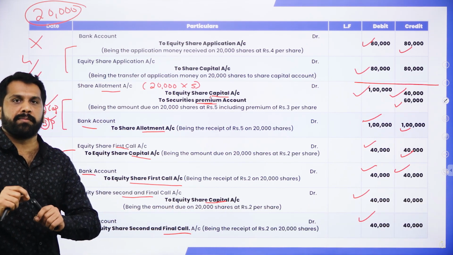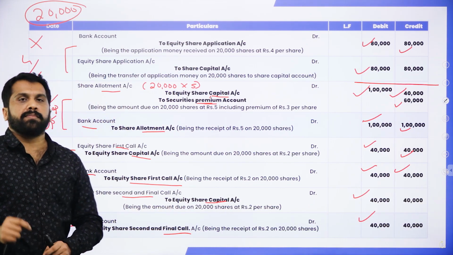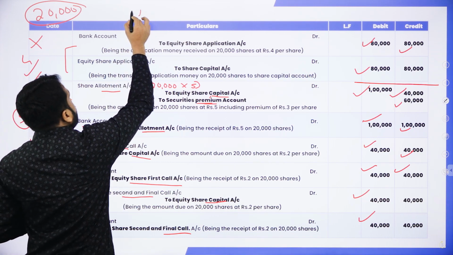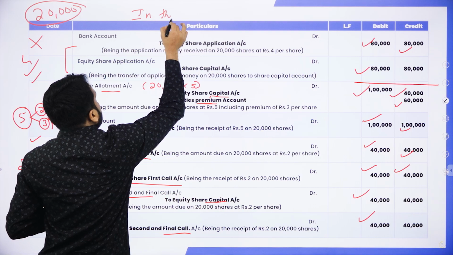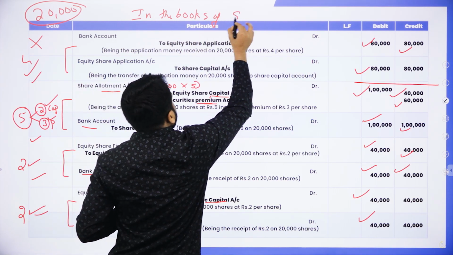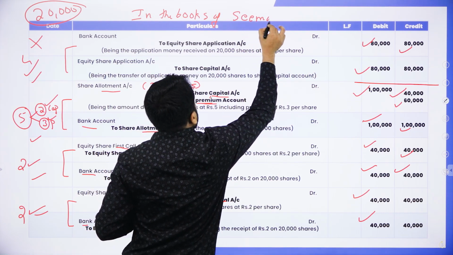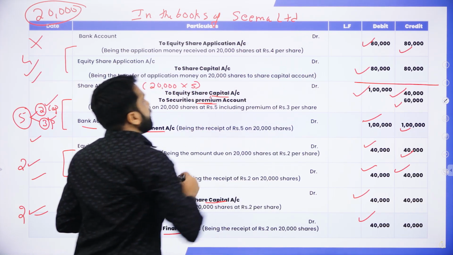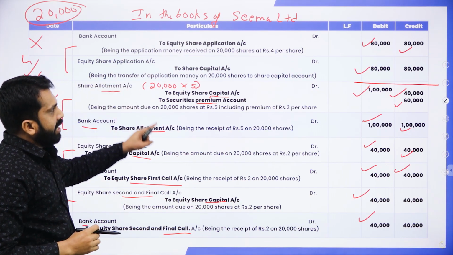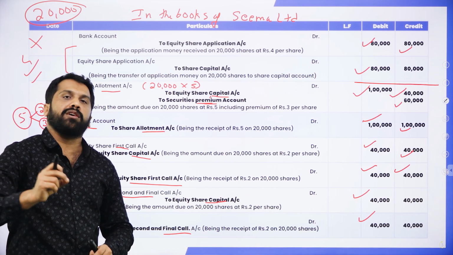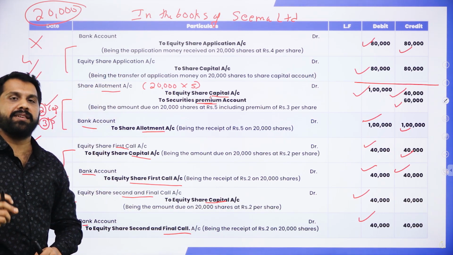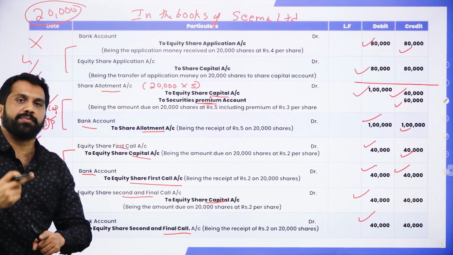After this, remember, while doing a problem, we should write the name of the company. So, in the books of Seema Ltd. This is compulsory. Heading is compulsory for every problem. In the books of Seema Ltd., or journal entries in the books of Seema Ltd. We'll go for the next problem.